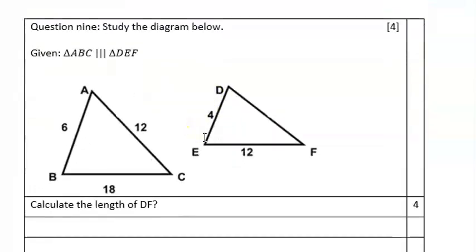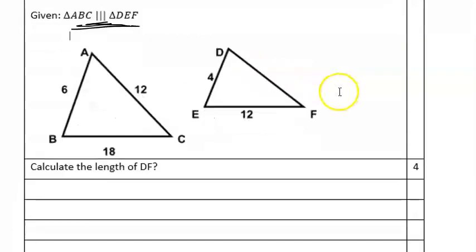So if you're going to be looking now at this first example, what I would advise you to do is pause the video here, try and answer this question, and then come back and see whether your solution matches mine. Alright, so now that you are back after answering the question, let's see whether your answer is correct. Here it says study the diagram below, and you are given that triangle ABC is similar to triangle DEF. Now this is the sign for similar triangles. So we are now told that triangle ABC is similar to triangle DEF.